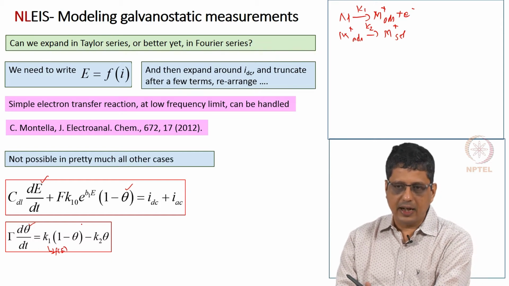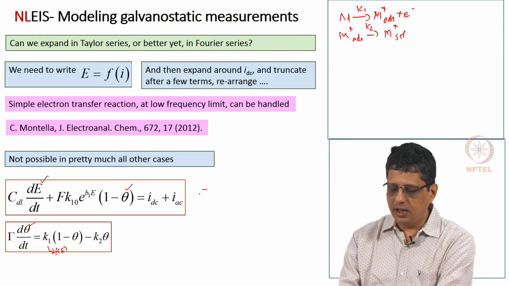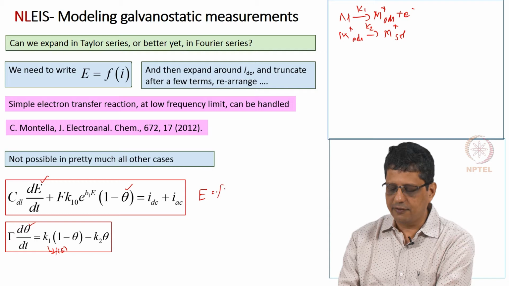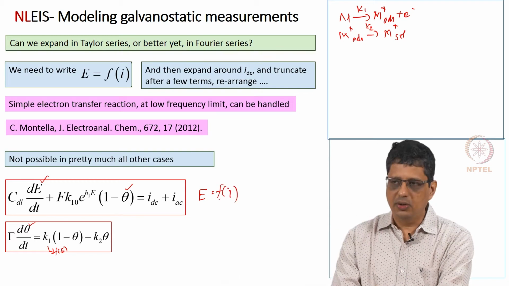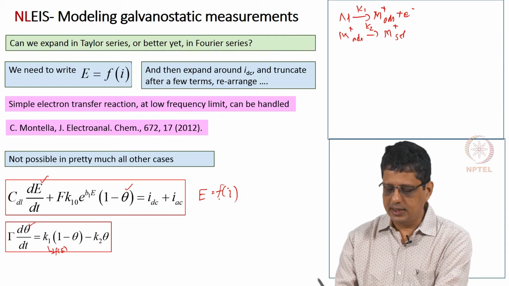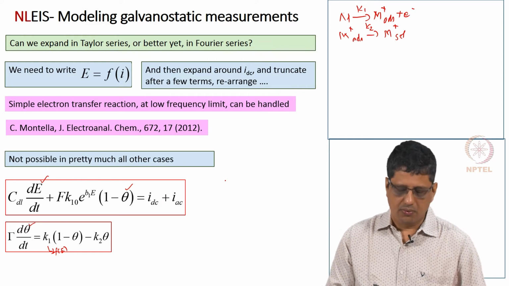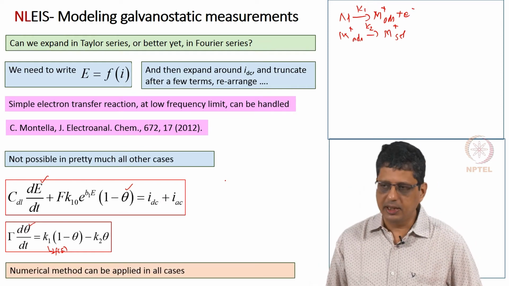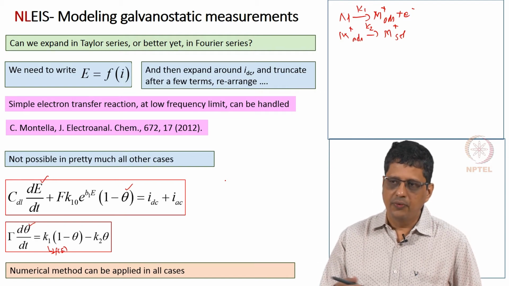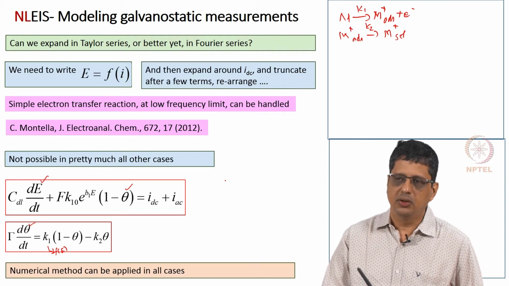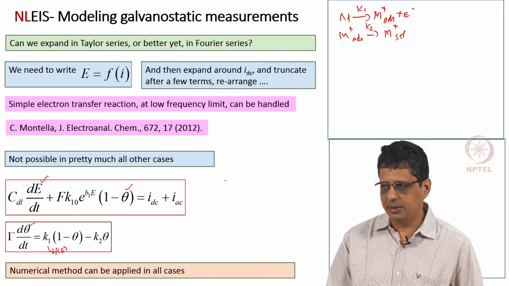We do not have an analytical solution for this. In most of the cases, we will not get it. So, it will not be possible for us to write E as a function of I, in which case we will not be able to expand in Taylor series or write in Fourier series and so on. Whereas, numerical method can be applied in all cases. It is going to be time consuming to write the code, it is going to be time consuming to run the code, but you will get a clear answer for the nonlinear galvanostatic measurement.